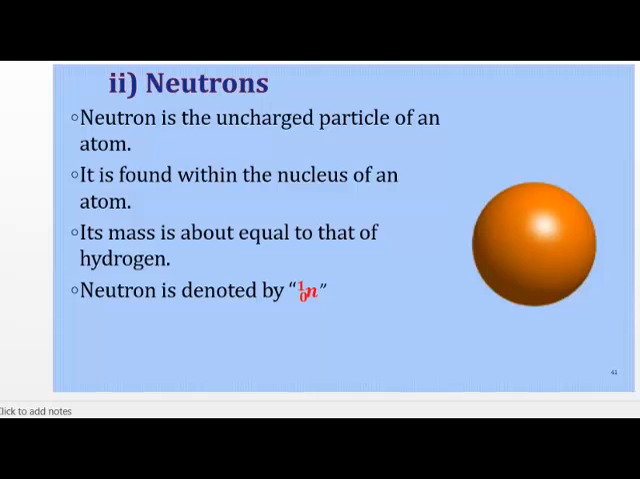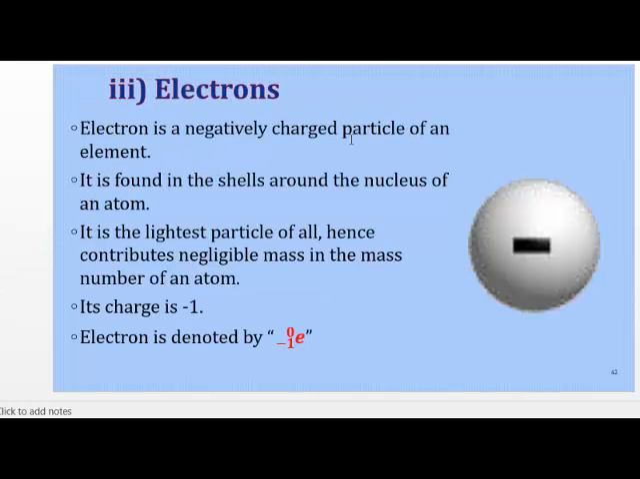The next one is the electron. The electron is a negatively charged particle of an atom. It is found in the shells around the nucleus of an atom. So the structure of an atom has three particles, in which in the nucleus, or in the center of the atom, there are the proton and the neutron, while around them we have the electron, which revolves around the protons and neutrons.